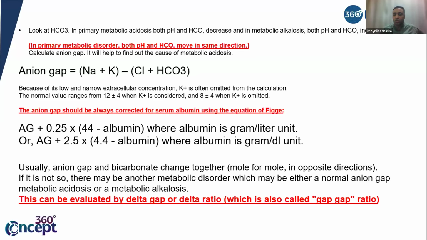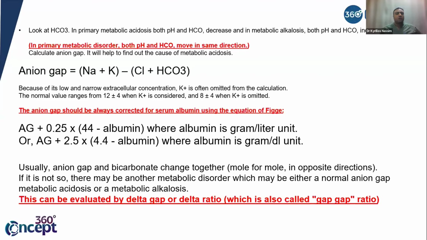As an intensivist, your job is to answer what the next step is. So the anion gap calculation, which we have here, is sodium plus potassium minus chloride minus bicarb. But in some questions, you will have potassium omitted because of its low and narrow extracellular concentration. Potassium is often omitted from the calculation. The normal value ranges from 12 plus or minus 4 when potassium is considered, and when it is omitted, you can consider the anion gap normal as 8 plus or minus 4.